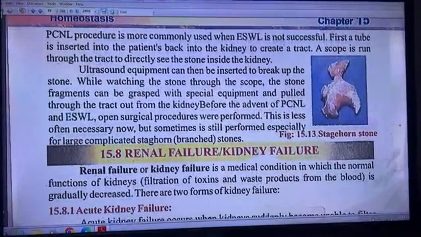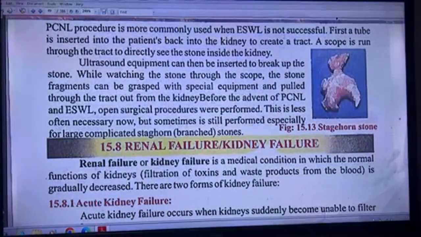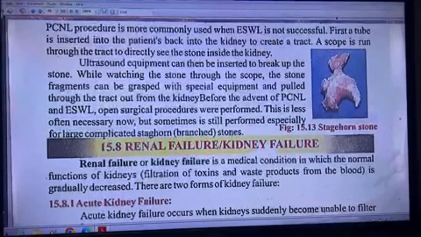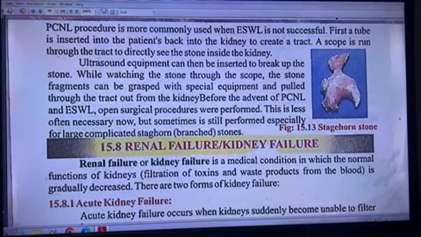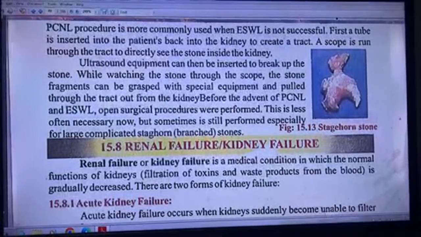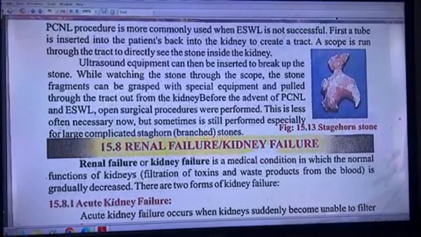The PCNL procedure is more commonly used when ESWL is not successful. First a tube is inserted through the patient's back into the kidney to create a tract. A scope is run through the tract to directly see the stone inside the kidney. Ultrasound equipment can then be inserted to break up the stone while watching the stone through the scope. The stone fragments can be grasped with special equipment and pulled through the tract out from the kidney.